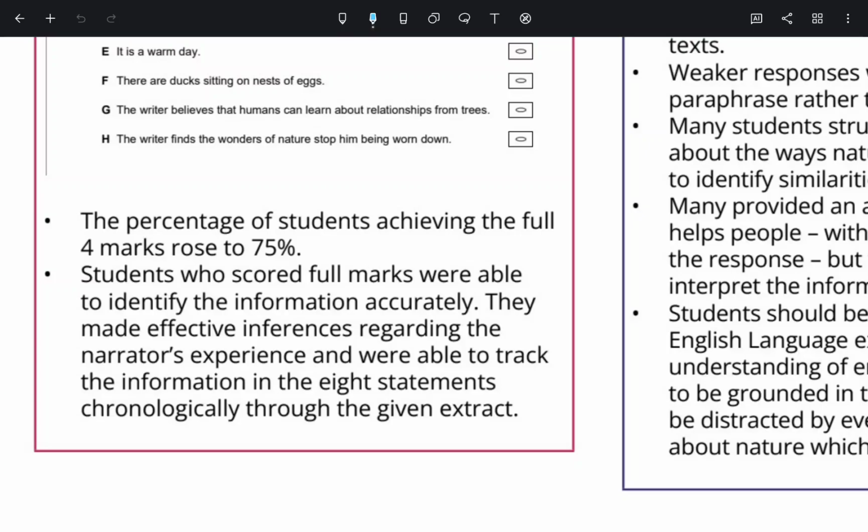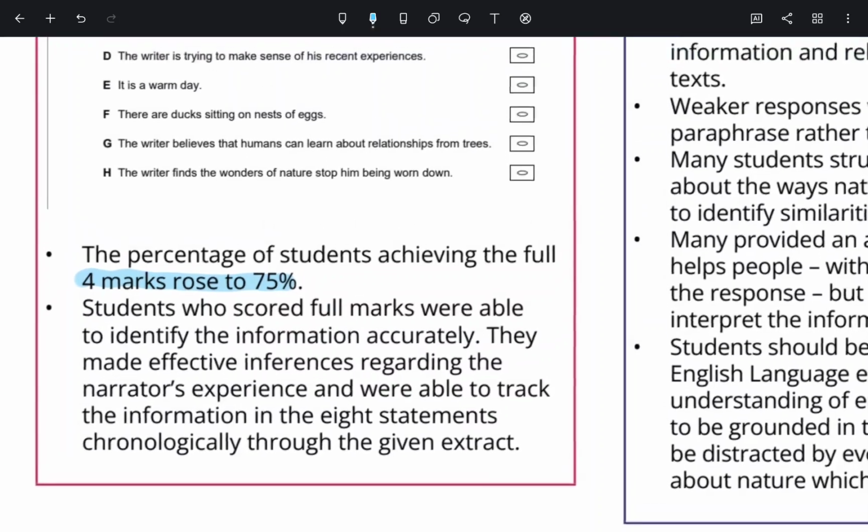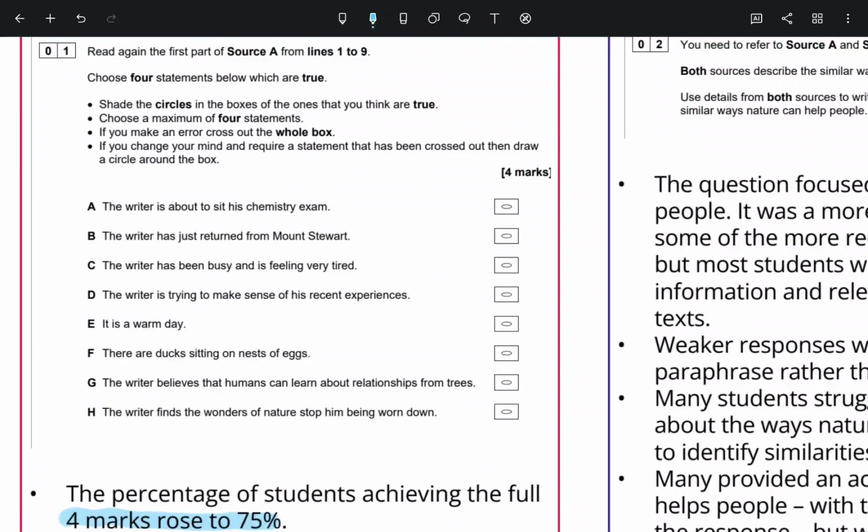Now, let's have a look at the information. What have they stated? The percentage of students achieving the full marks rose to 75%. Now, students who scored full marks were able to identify the information accurately. They made effective inferences regarding the narrator's experience and were able to track the information in the 8 statements chronologically through the given extract. So when you answer this question, you need to go through the text in chronological order. That's super important.